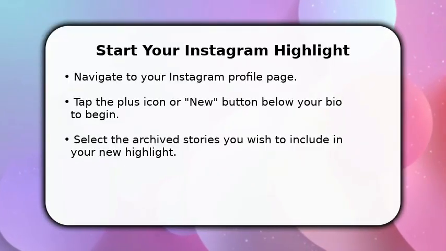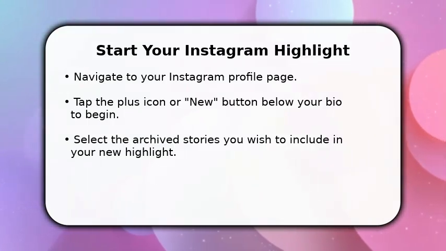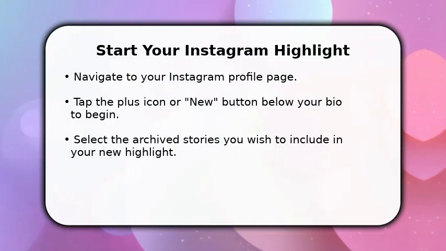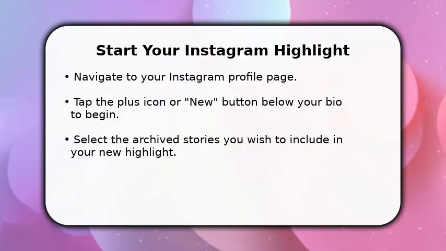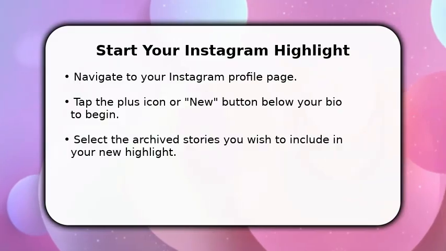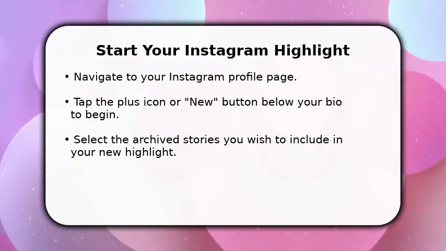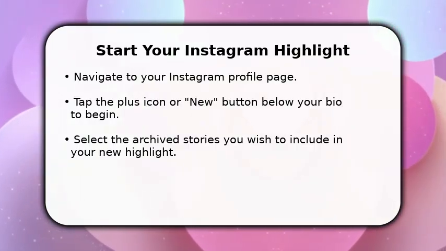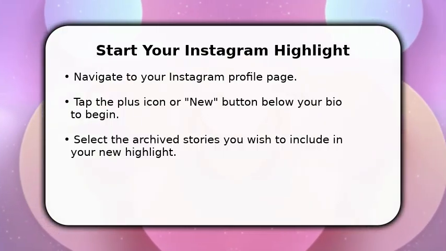In this video, I will explain how to publish highlights on Instagram. First, open your Instagram app and head over to your profile page. Look for the plus icon or the new button located just below your bio. Tapping this will open your story archive, allowing you to select all the amazing moments you want to feature. You can choose as many as you like, so pick your favorites. This is the crucial first step to showcasing your best content.